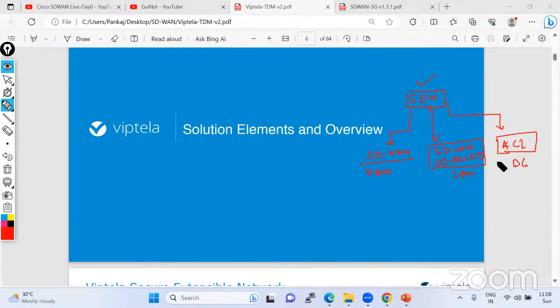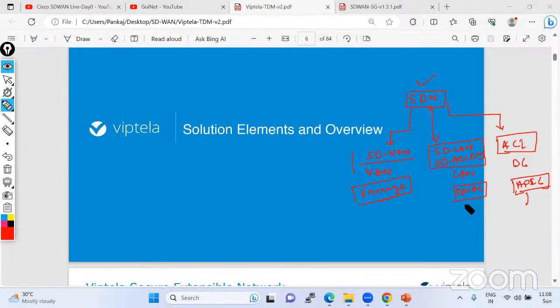So these all three are next generation products, and every product has its own controller. Likewise, the main controller here is the vManage. For this, the main controller is DNAC, and for this, the main controller is the APIC, right? So likewise, the vManage is a central pane of glass. Similarly, DNAC is a central pane of glass, and APIC is a central pane of glass. By sitting on the APIC, you can do all the ACI related stuff, configuration management, troubleshooting.